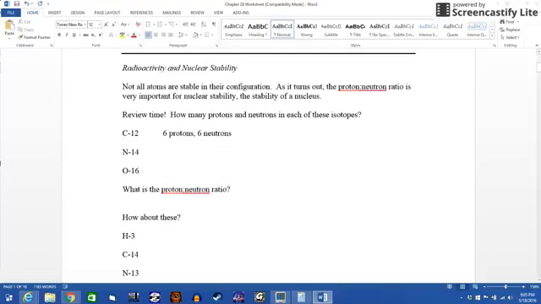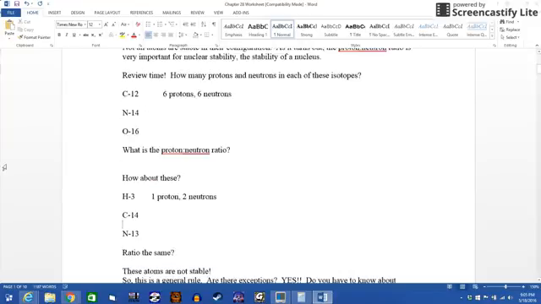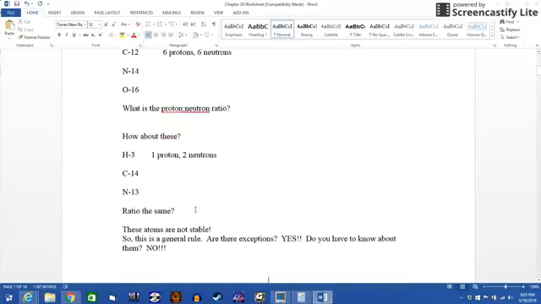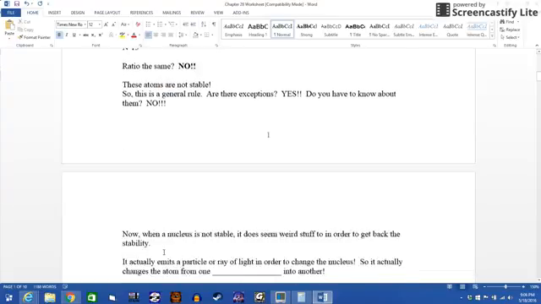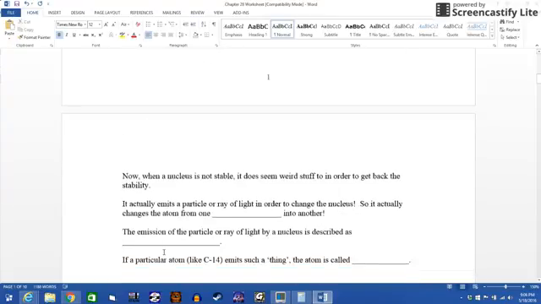Now I want you to try these. Like hydrogen 3, hydrogen has 1 proton, but if it's 3 total, then it's 1 plus 2 neutrons. All right, so there's something different there. Carbon 14, nitrogen 13. I want to know, is the ratio the same? Well, clearly it won't be the same as whatever that proton ratio was before. So that's fine. These atoms down here, these 3, are not stable. So that's a general rule. There are exceptions to this ratio rule, sure. Do you have to know about them? And just like that, you are 10% done with the last unit of the year.